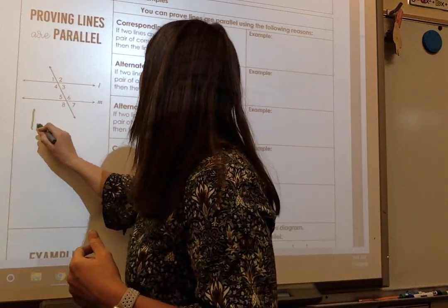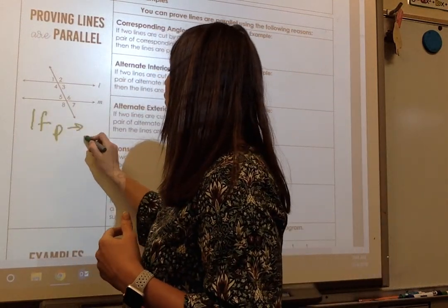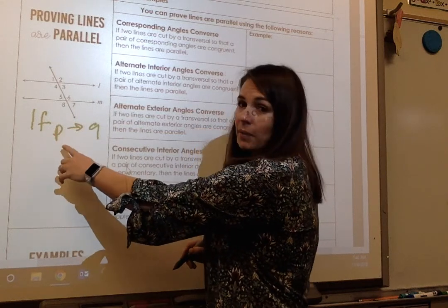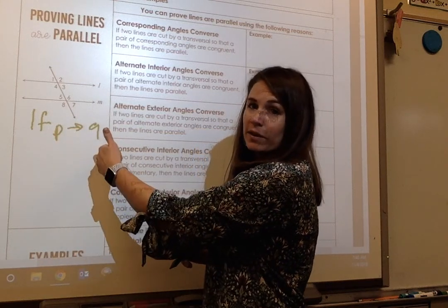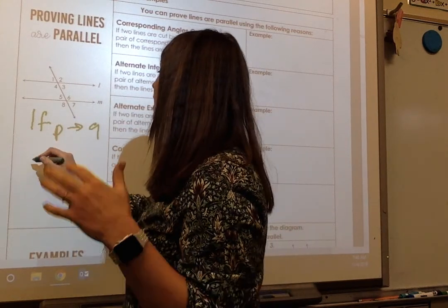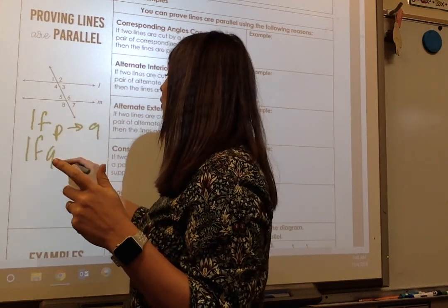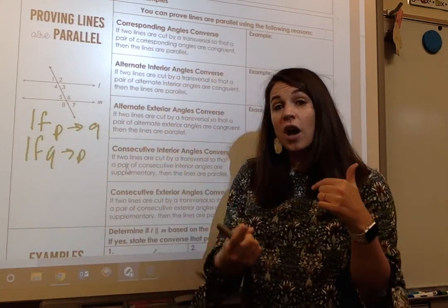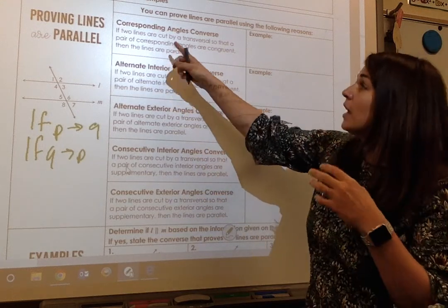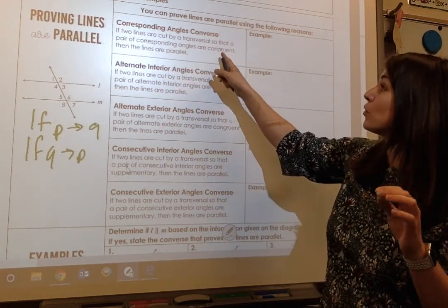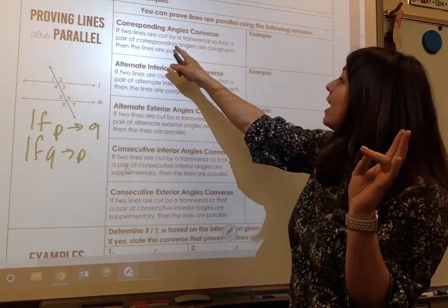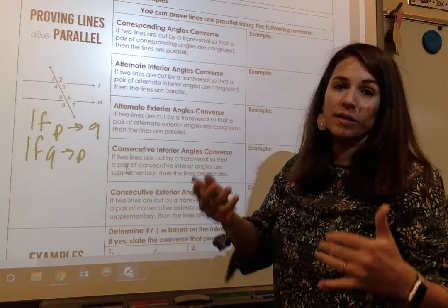So now, if P then Q was our statement. If lines are parallel cut by a transversal, then certain things happen. Now we're going to say the opposite: if Q, then P. So now we're taking the converse and we're saying if two lines are cut by a transversal so that a pair of corresponding angles are congruent, then the lines are parallel.